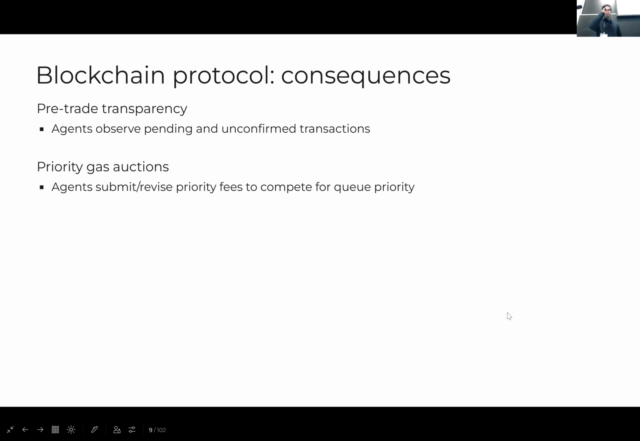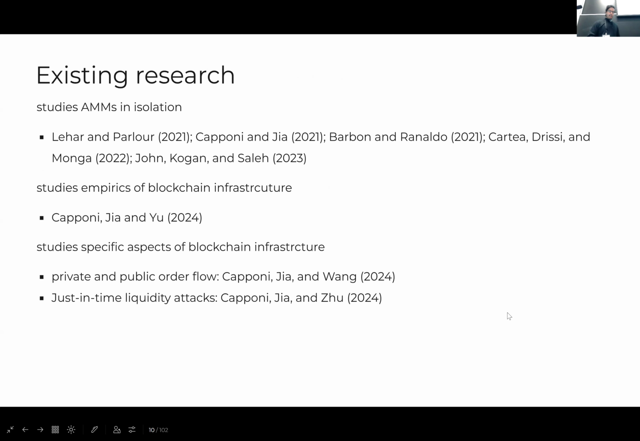So yeah, there are these online auctions where we fight for priority. There is existing research on AMMs, decentralized exchanges, and blockchains, but in the interest of time I won't explain every paper. There is a trend of literature that studies AMMs in isolation, as if they're not on the blockchain. Then there are some empirical papers about the impact of all of this on price and liquidity, and some theoretical work about specific aspects.